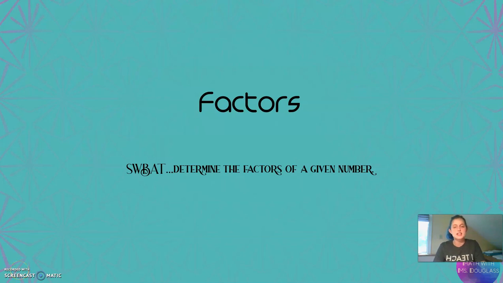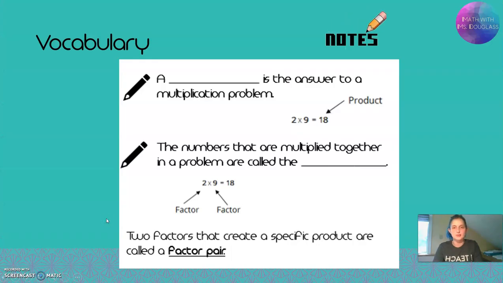Hey mathematicians, let's talk about factors and how we find the factors of a number. Starting with some vocab. This one's super important, we should already know it, we've talked about it before. A product is what we call the answer to a multiplication problem.